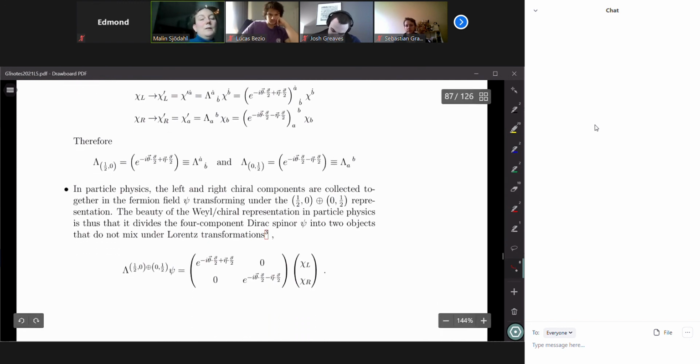Okay, so anyway, if we don't want to be inconsistent with indices, we can write it like this. We can write the Lorentz transformation of the left Carroll fields like that, and the Lorentz transformation of the right Carroll fields like that.